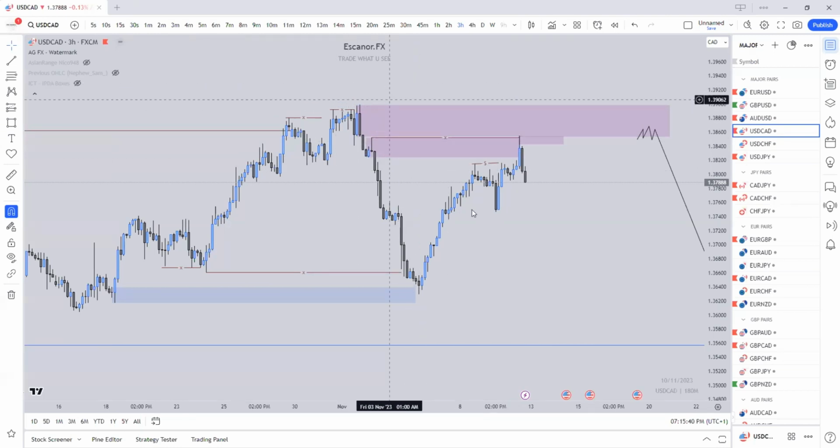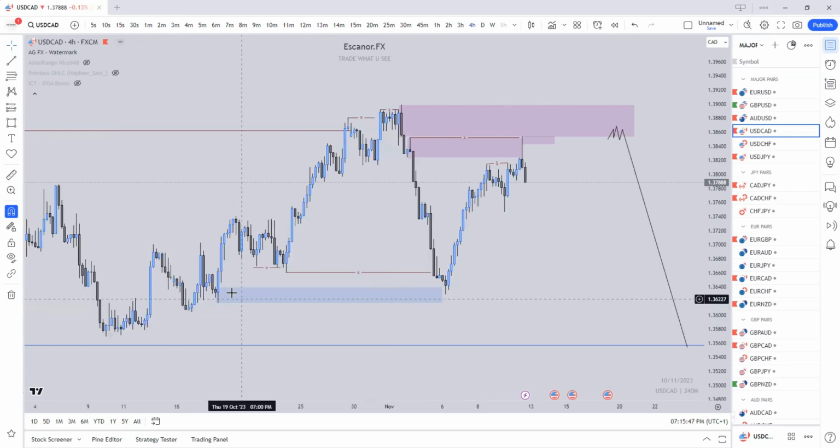Okay, yeah, on the 4 hour it will be clear. A little bit clear on the 4 hour, but when we compare this order block with this order block, this one looks very, very obvious. This will be a nice trap.